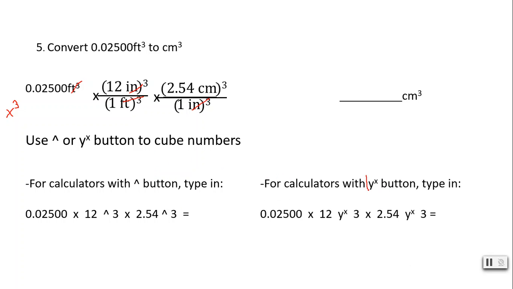If you have a y to the x button, very similar, except in place of the caret, you put in the y to the x button. So I've kind of typed down here the order in which you would type in the keys on your calculator to get the final answer. Regardless of how you type it in, if you've got a calculator with a caret button or a y to the x button, my final answer to 4 significant figures, because this given has 4 sig figs, should be 707.9 centimeters cubed. So those are the 5 example problems of unit analysis or dimensional analysis.